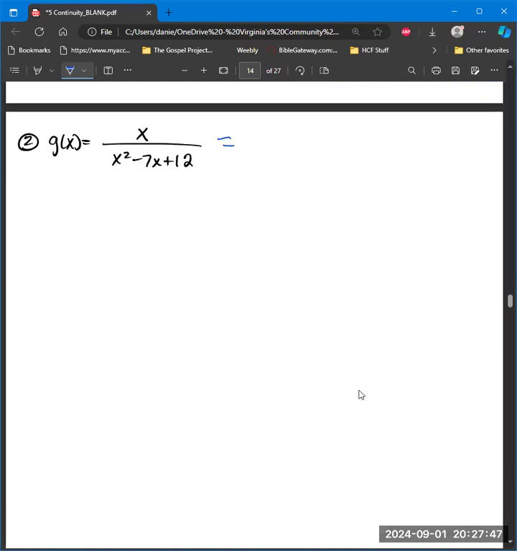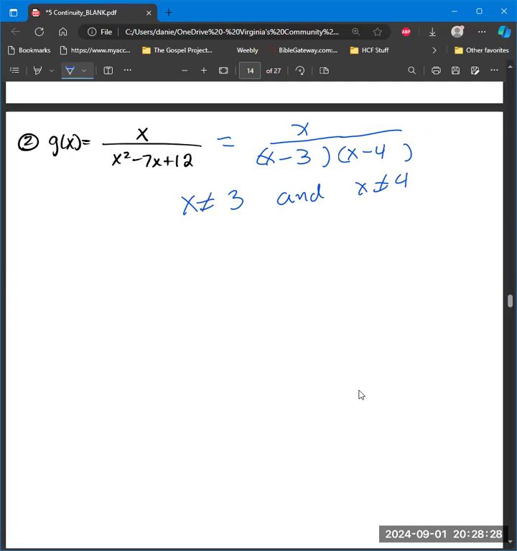Rational function here. I'm going to factor the denominator and turn that into x minus 3 times x minus 4. This is going to be x cannot be equal to 3 and x cannot be equal to 4. So we are going to be discontinuous at those two values.